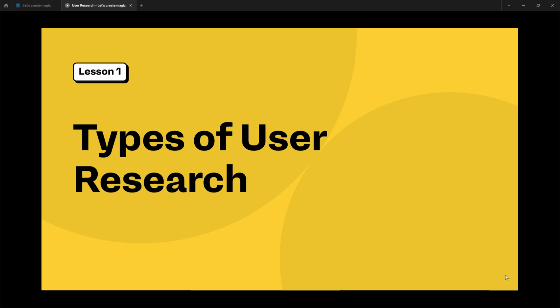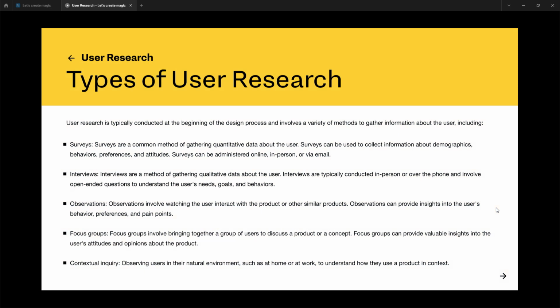Let's look at the types of user research. Under types of user research, we'll be looking at several, and let's take a look at what this actually entails in more description. User research is typically conducted at the beginning of the design process and involves a variety of methods to gather information about the user. So this is always done at the beginning. It's the first thing you should do before actually opening your laptop, or before opening those books. You have to run certain research.